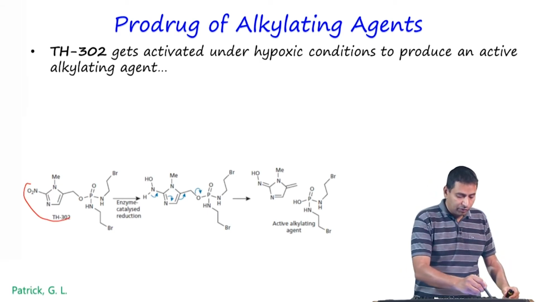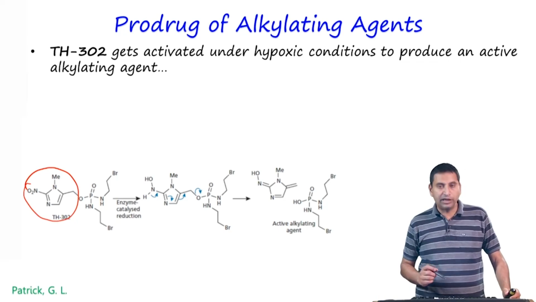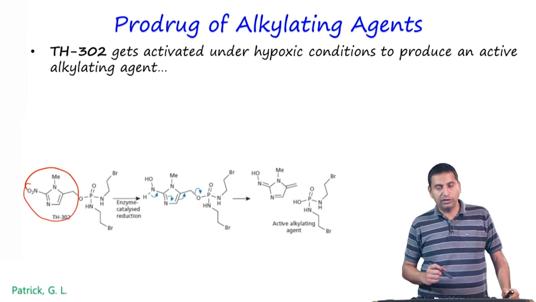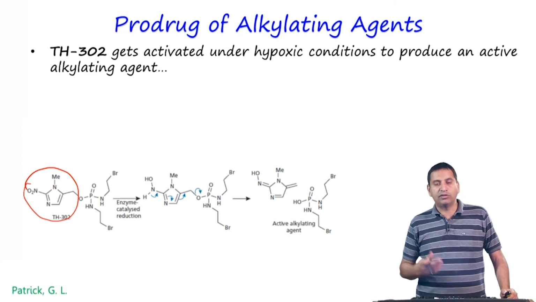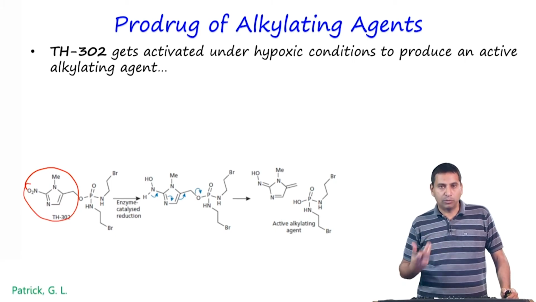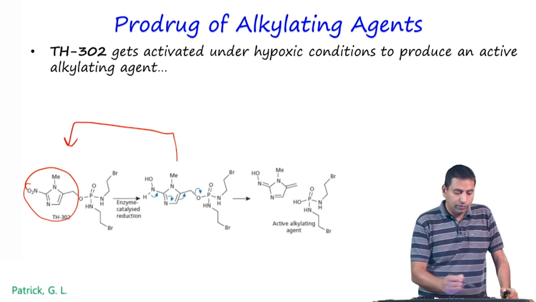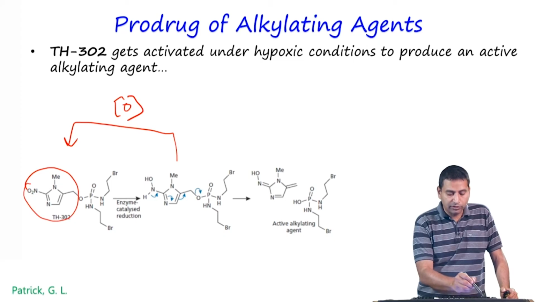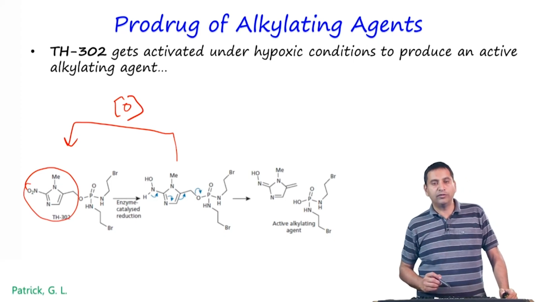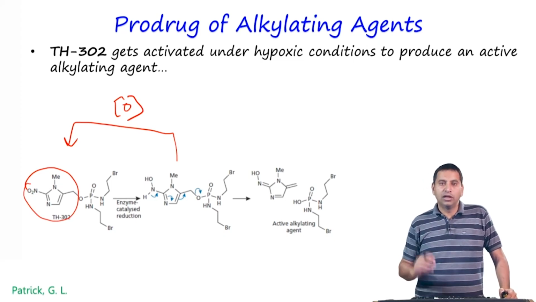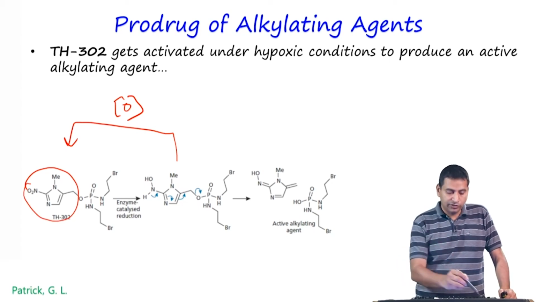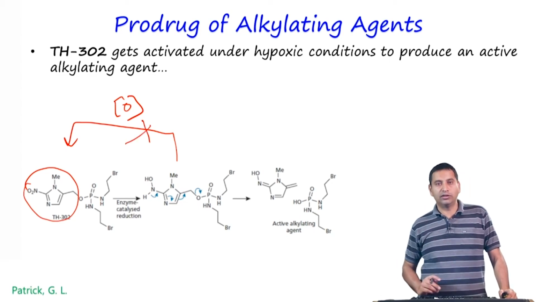Here is an example of this molecule, which has a nitroimidazole structure in the case of TH302. There are a number of enzymes which act to reduce these nitro groups, and under hypoxic conditions this reduction of the nitro group is promoted. Normally, this kind of process would be reversible. In the presence of oxygen, it would undergo oxidation and give you back the original molecule. However, under hypoxic conditions, this process is slow or does not occur.